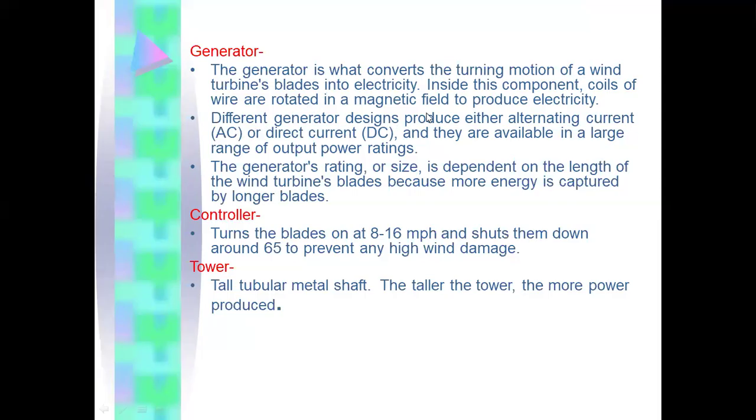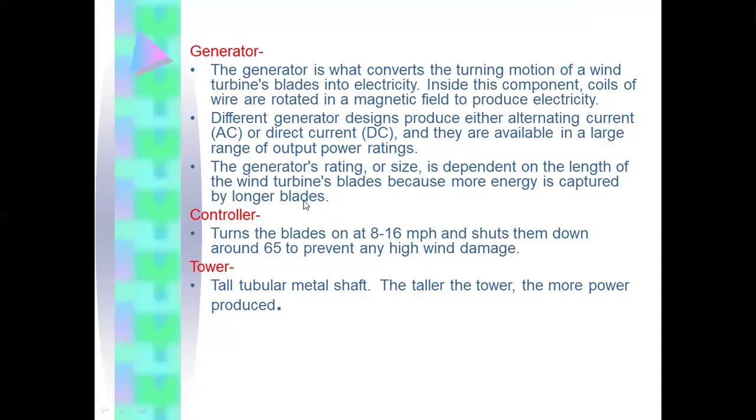Different generator designs produce either alternating current or direct current, and they are available in a large range of output power ratings. Both currents, alternating or direct, can be produced in this way. The generator's rating or size is dependent on the length of the wind turbine's blades because more energy is captured by longer blades.